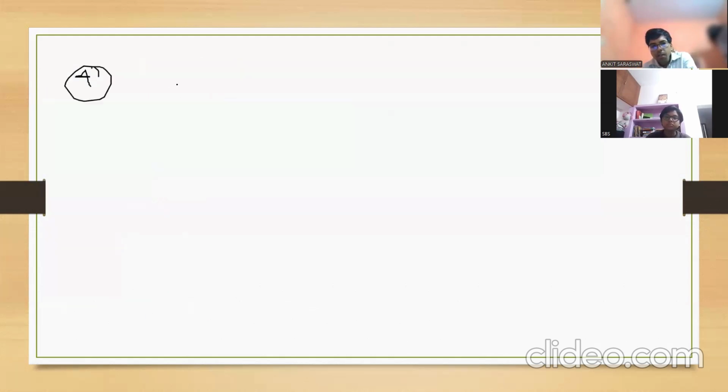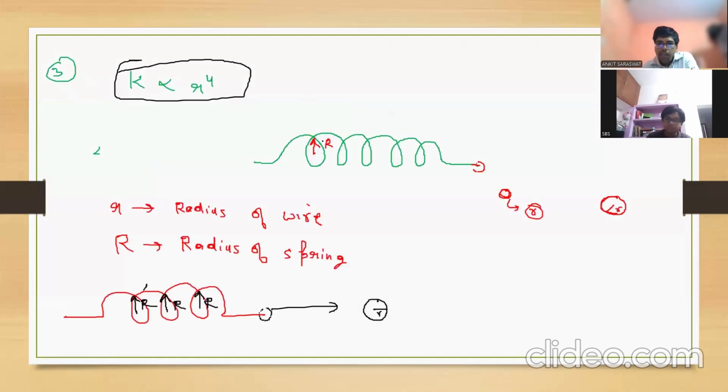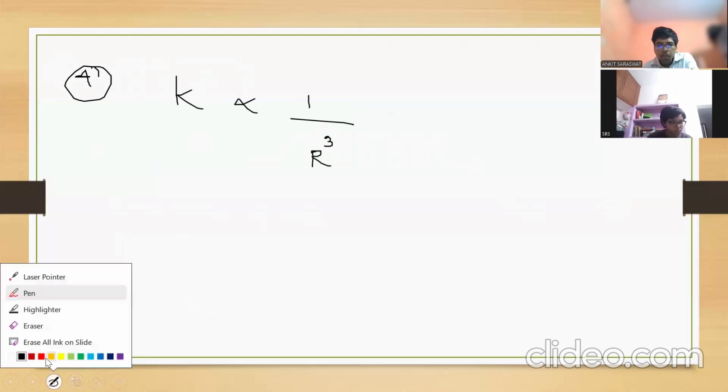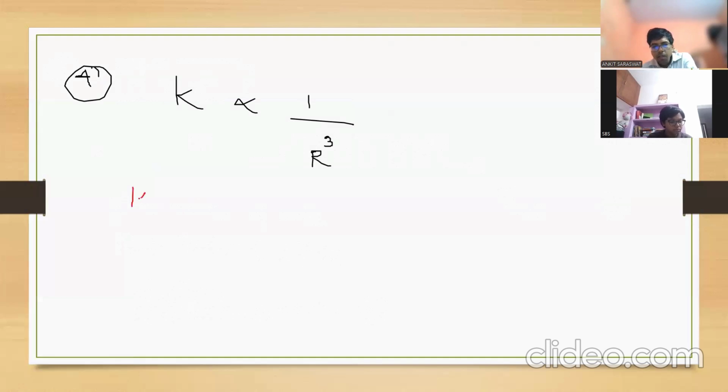Okay. Next, write down the last factor. K is inversely proportional to the cube of the radius of the spring, R cube. Clear? So if I combine what I've explained, if you combine all the factors, first K is inversely proportional to L naught. We got K is directly proportional to R to the power 4. K is inversely proportional to R cube.